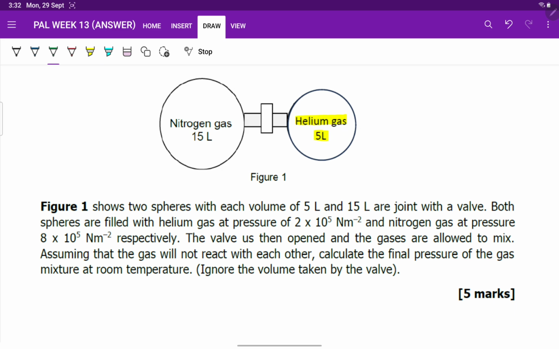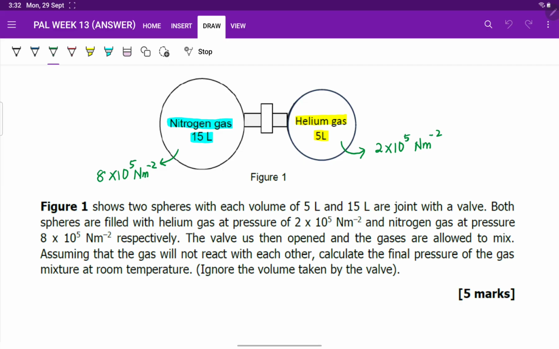Okay, and then we can write its pressure here, which is 2 times 10 to the power of 5 N m negative 2, and nitrogen gas at pressure 8 times 10 to the power of 5 Newton meter negative 2 respectively. So we have our nitrogen gas over here with the volume of 15 liter, and the pressure given here is 8 times 10 to the power of 5. Alright, so these are the informations.